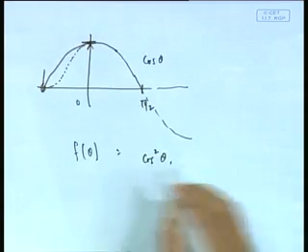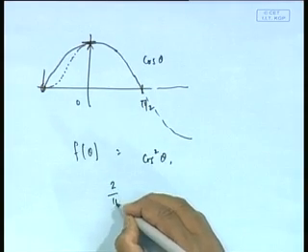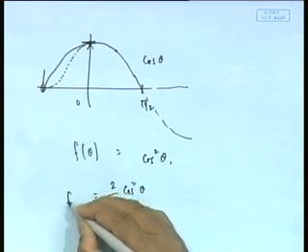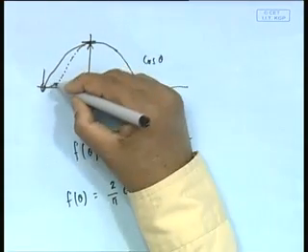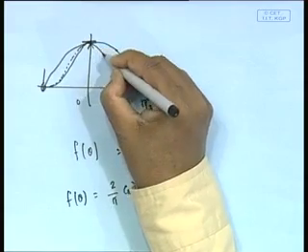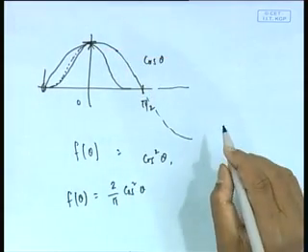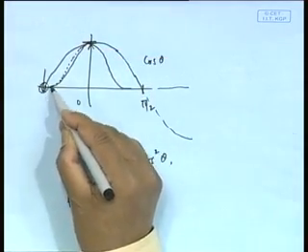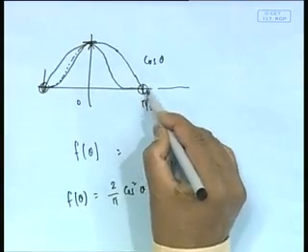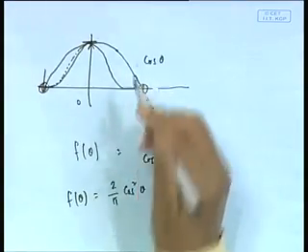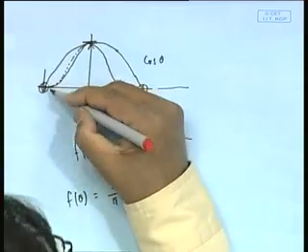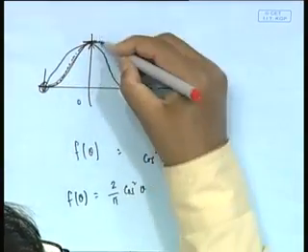So, typically you will find that 2 by pi is a possible function that will actually look like this, and it also has an interesting property that the slope becomes 0 here. The function becomes like that.